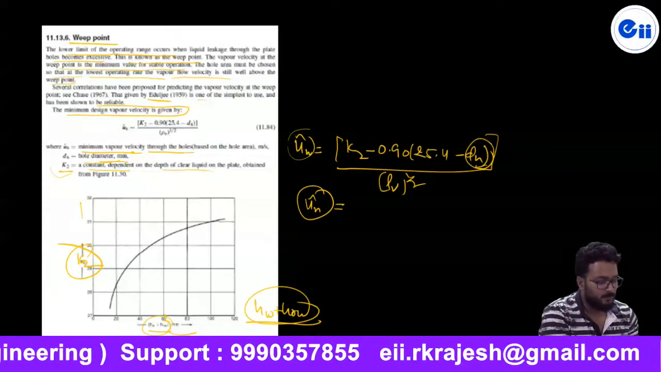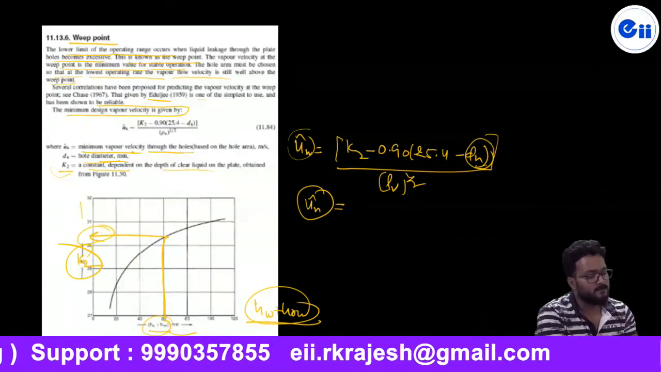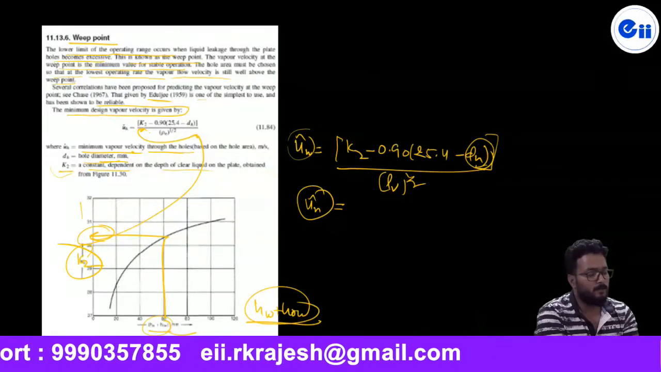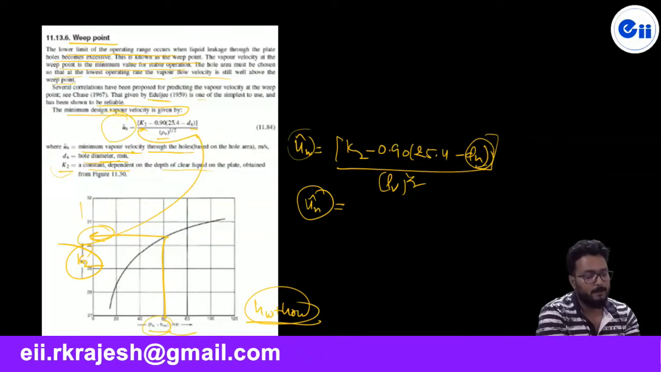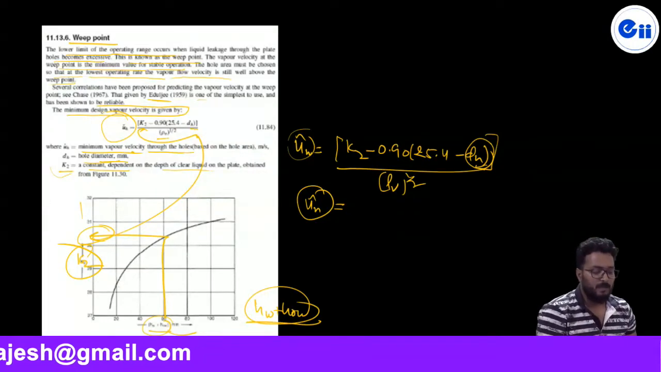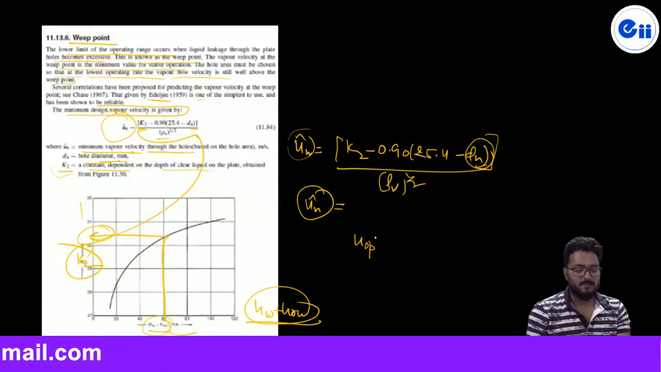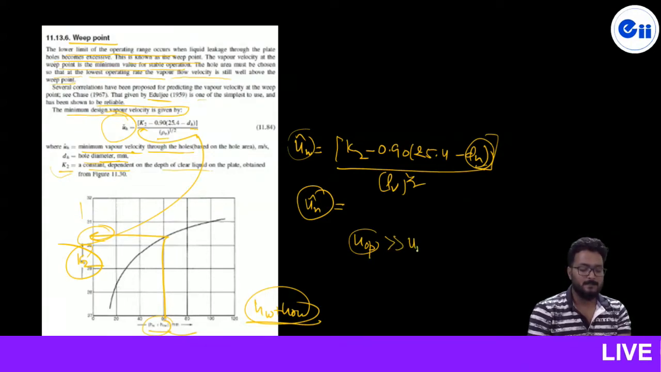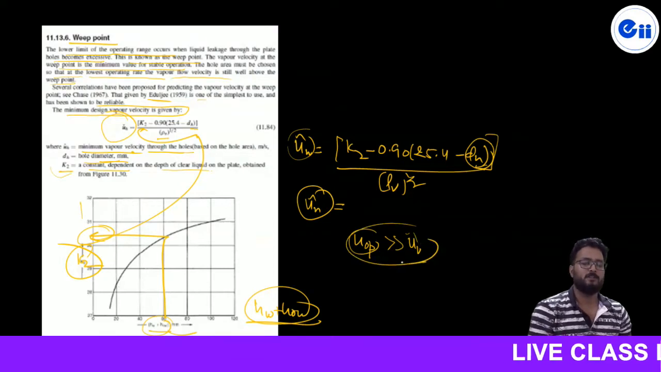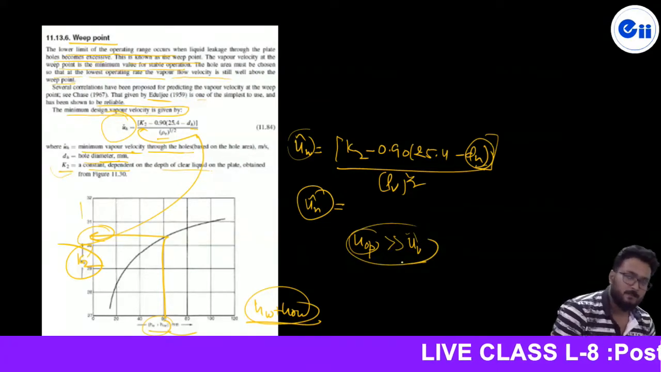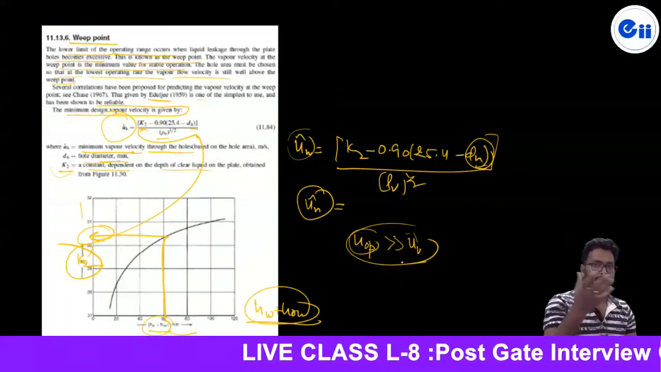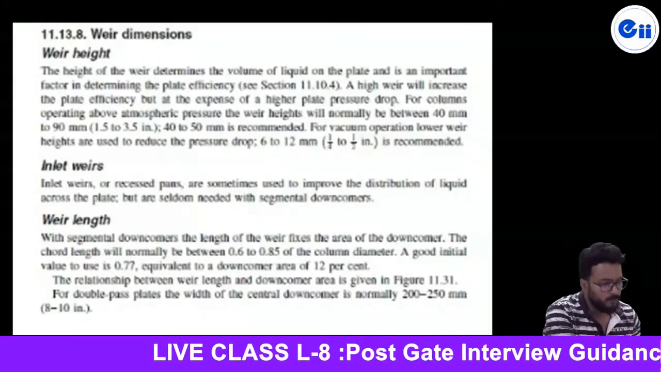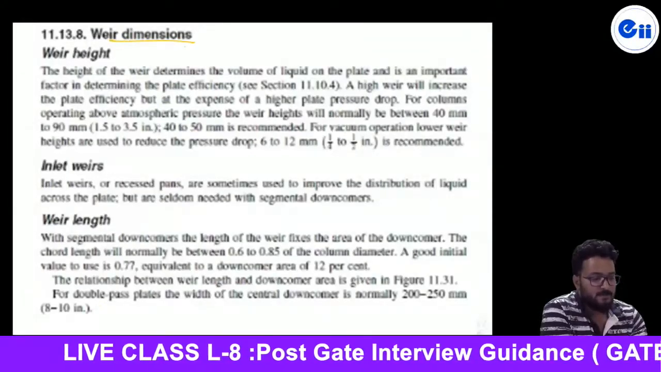So whatever height is there, on the behalf of that we can calculate the value of K2. And once we calculate K2, then you can put here the vapor density, and the hole diameter is already decided in step number 3. Then we will calculate the minimum velocity of vapor, and then obviously we should check whether our operating velocity is much more than this weep velocity or not. If there is not much difference, then obviously we should change the parameters. Okay, now here weir dimension is a very important topic.